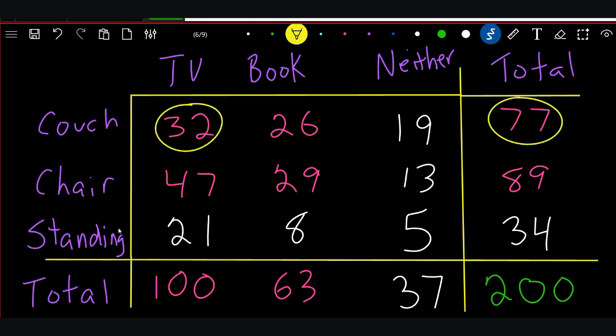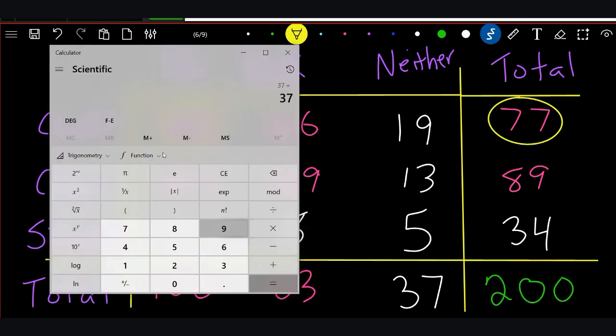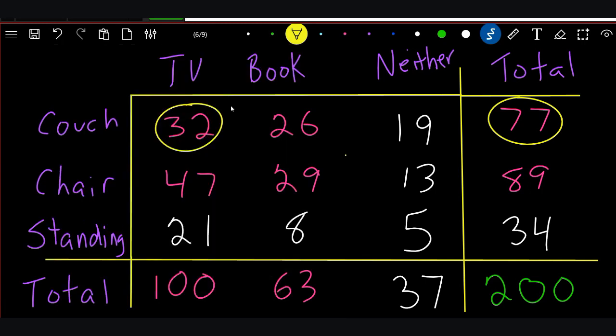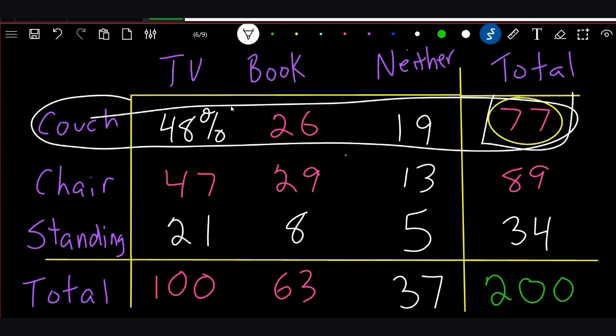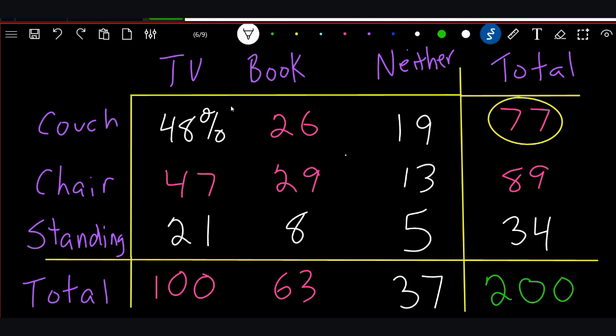And then you just go to your calculator and do that division problem. So 32 divided by 77 equals 0.48. So this would be 48%. So I could erase that and write 48%. So of the people on the couch, we're just doing the couch people because we used 77, 48% of them.